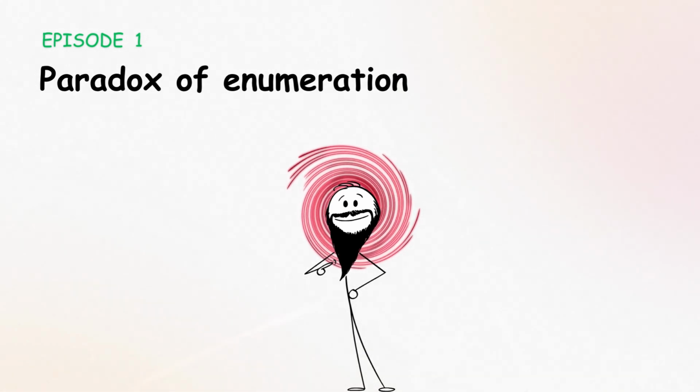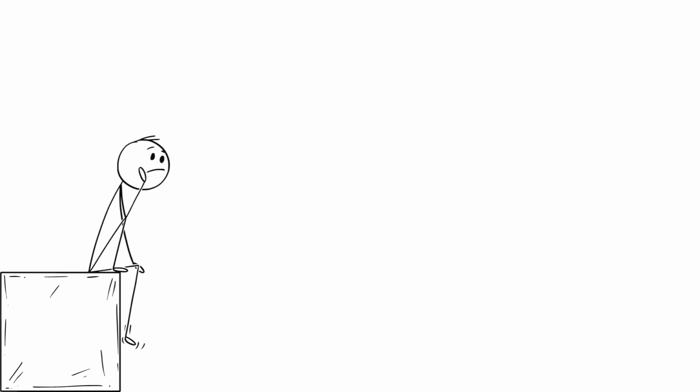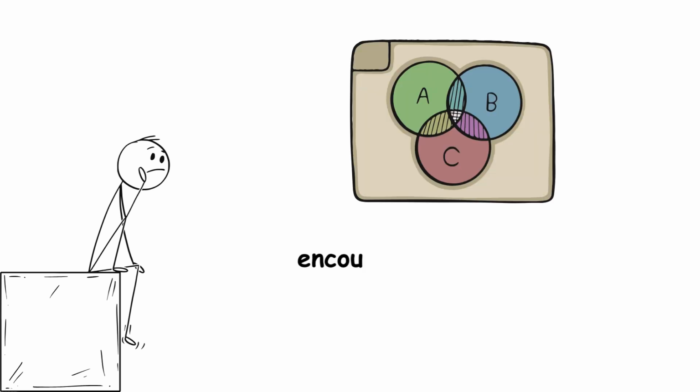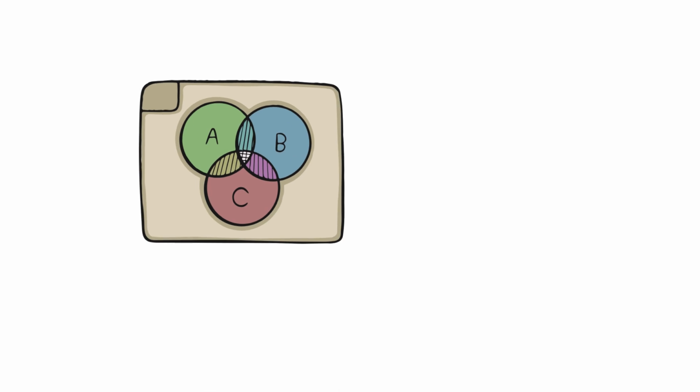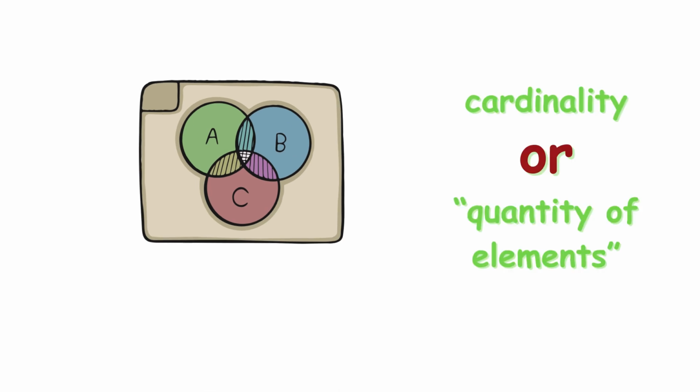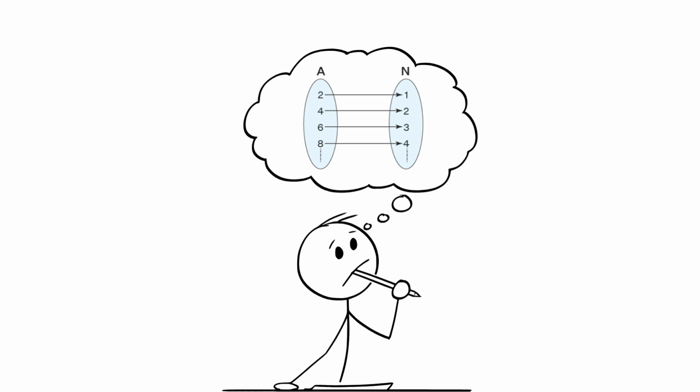Paradox of enumeration. The paradox of enumeration is one of the basic problems of sets first encountered prior to the development of modern set theory. It is related to the cardinality, or quantity of elements, of certain infinite sets, where attempts to determine whether two sets have the same cardinality lead to a paradox.